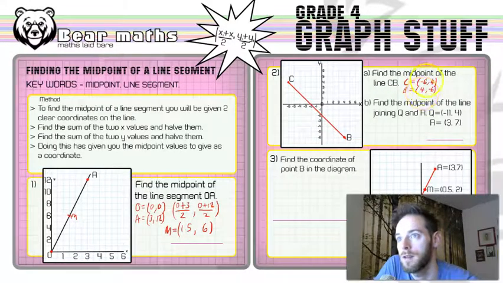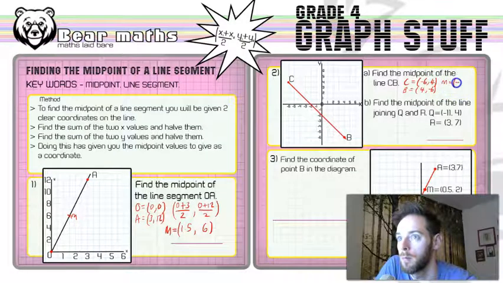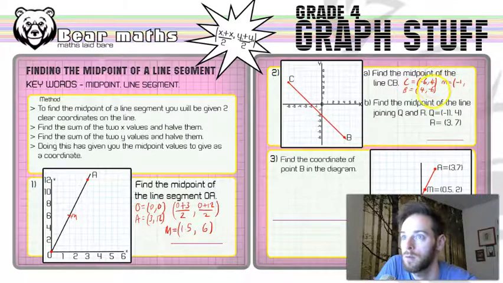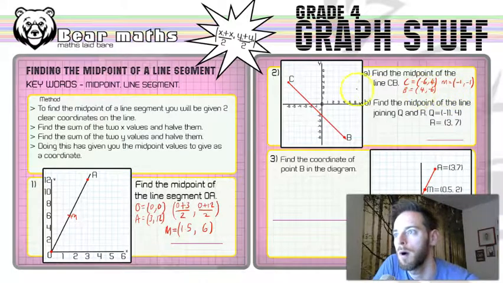So I'm going to add together the two x values. So that's going to give me minus 6 plus 4 is minus 2. Half that is minus 1. So M equals minus 1. Right, and then 4 plus minus 6 is 4 minus 6, and that's minus 2. And if you half minus 2, you get minus 1 again. So we have the midpoint at minus 1, minus 1.